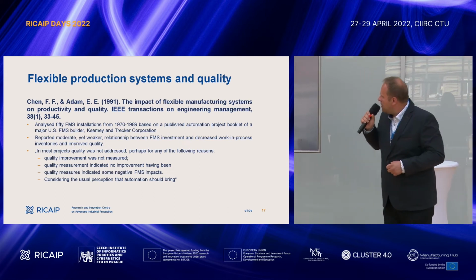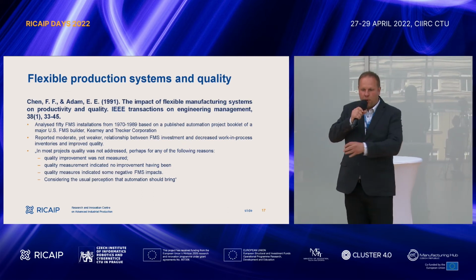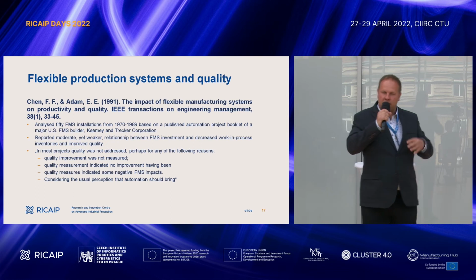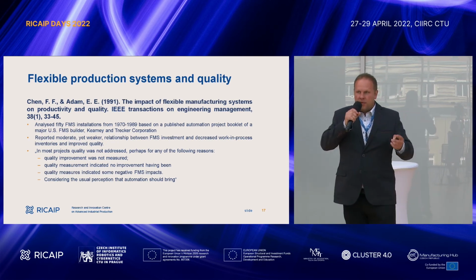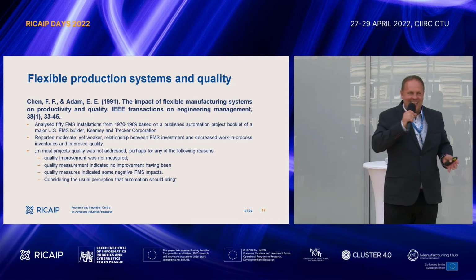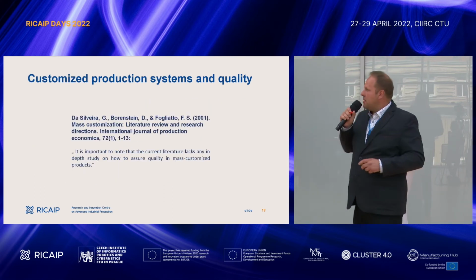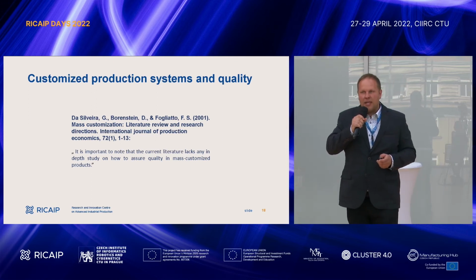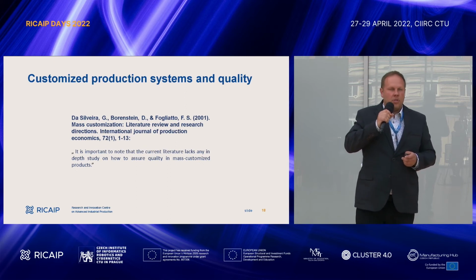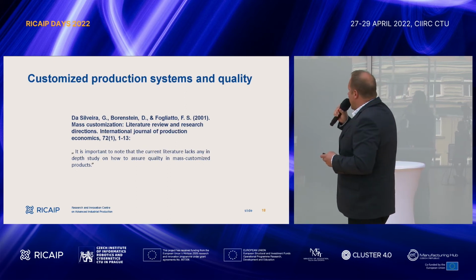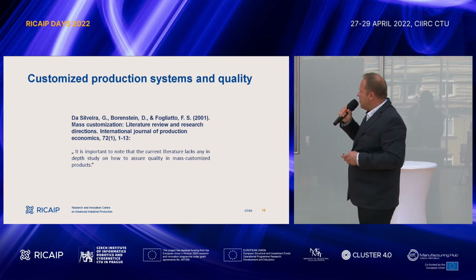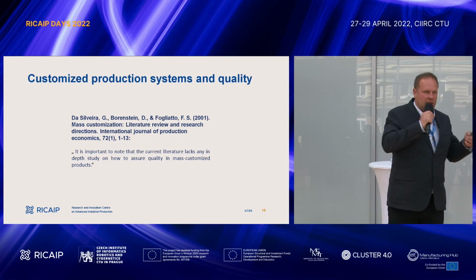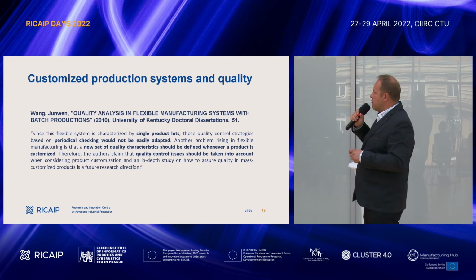There are different reasons. They analyzed different FMS projects, and they found that very often the quality is not mentioned at all, for different reasons. For example, the quality was not improved, so they didn't publish it, obviously. And there are some other reasons. Ten years later, with customized production and customizable production, they tried again to focus on the quality issue. You can find some literature reviews, and still there was a lack of literature on quality management in flexible manufacturing and production systems.